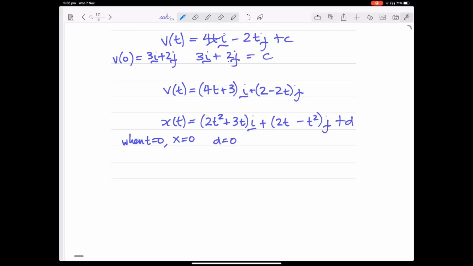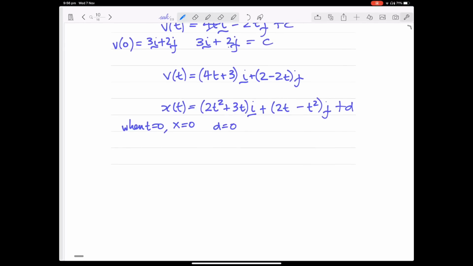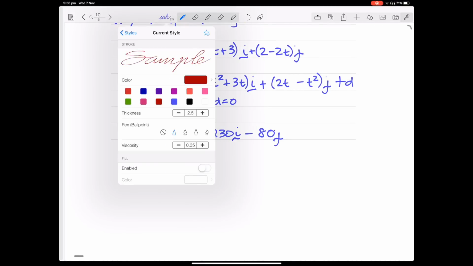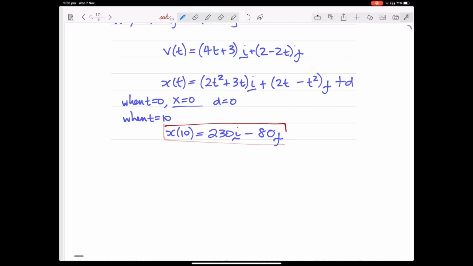So from there, because we want to work out the displacement after 10 seconds, if it was 0 there, when t equals 10, x of 10 is equal to 2 times 100 plus 30, so 230i minus 2 times 10 is 20 minus 100, 80j. Find the displacement. So that's our displacement from the initial position after 10 seconds.